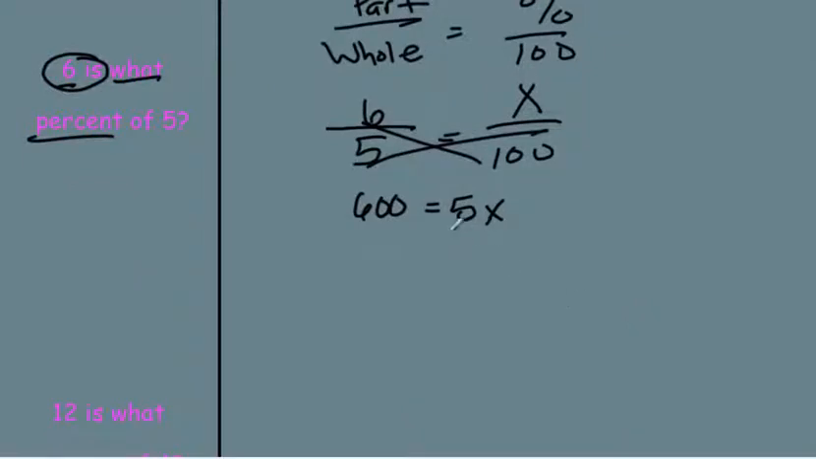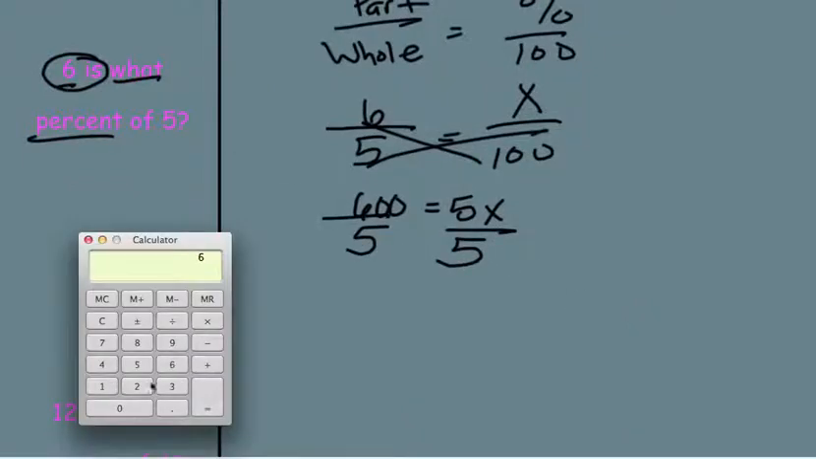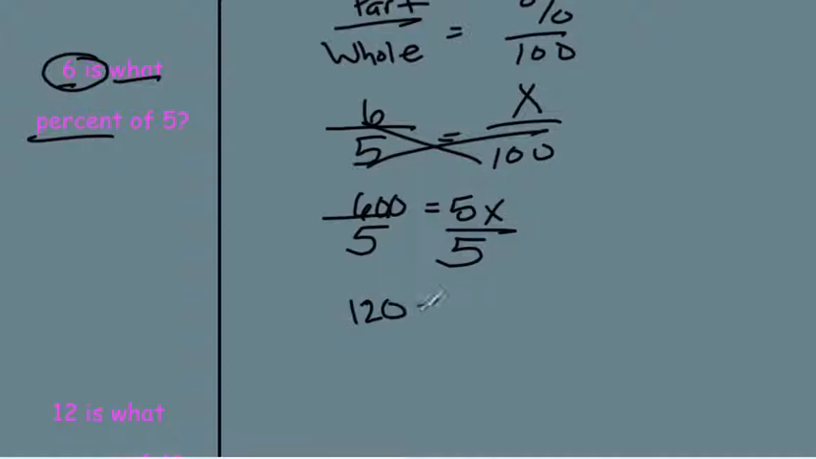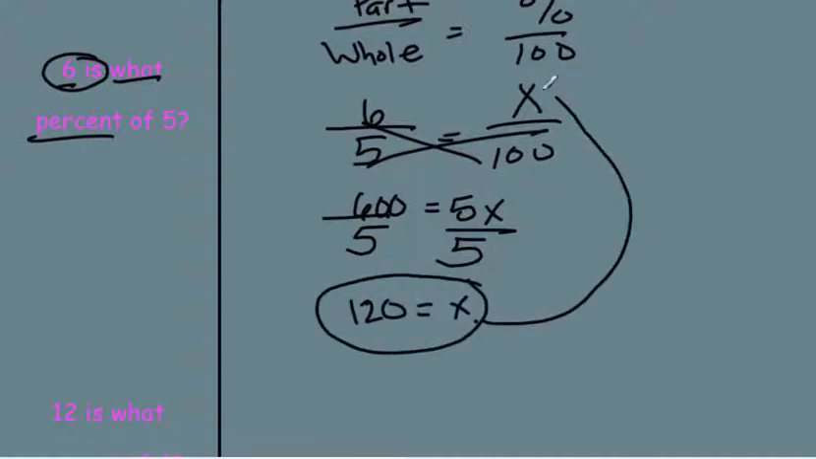600 equals 5x. Divide both sides by 5. 600 divided by 5 equals 120 equals x. Well, remember what x stands for. X is a percent. So this is 120%. Well, should the percent be more than 100? Sure, because 6 is more than 5.